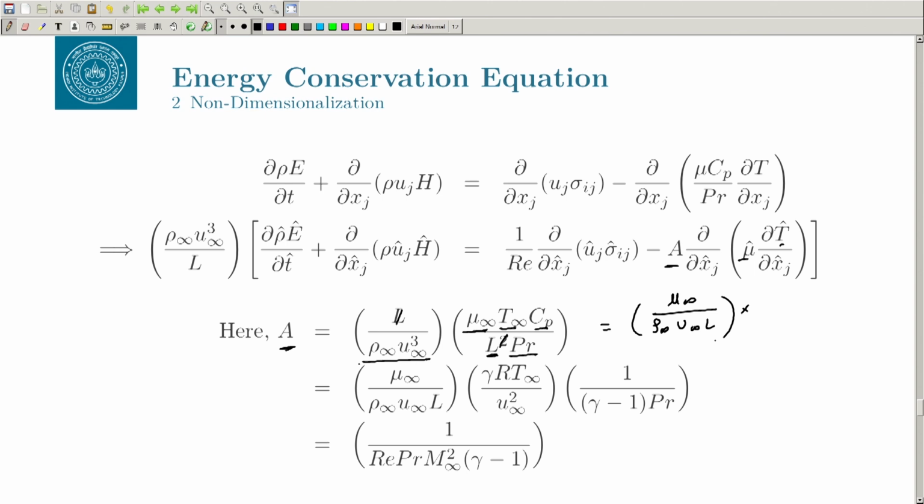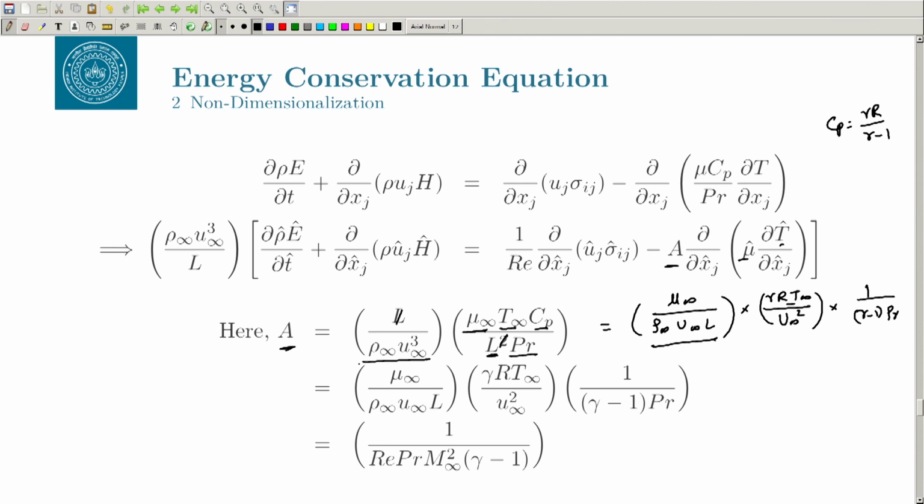Now, you have u infinity square present. So, this is u infinity square, and then we have temperature here, I will write gamma R T infinity. Why am I writing gamma R T infinity? Because we can sort out the Mach number. This is a square, this is u square. And then remember Cp is gamma R by gamma minus 1. So, we have used this Cp is gamma R by gamma minus 1, and that gives us the gamma R T infinity. And then finally, what is left is 1 by gamma minus 1 into Prandtl number.